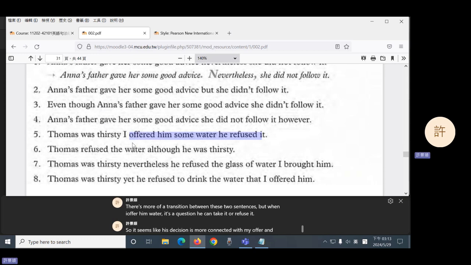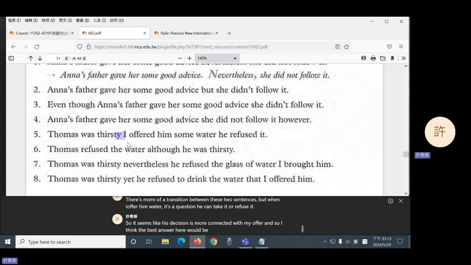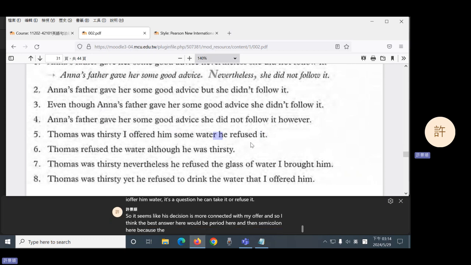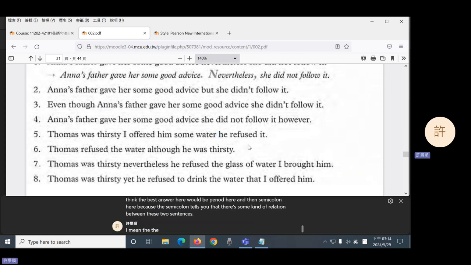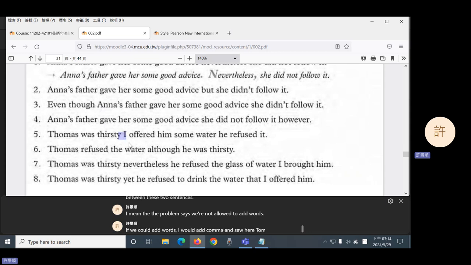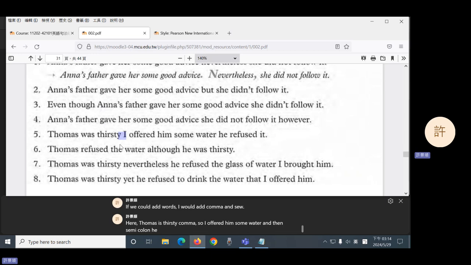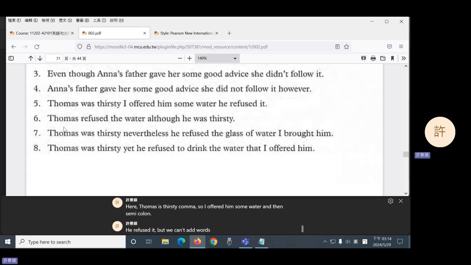And so I think the best answer here would be period here and then semicolon here, because a semicolon tells you that there's some kind of relation between these two sentences. I mean, the problem says we're not allowed to add words. If we could add words, I would add comma and so here. Thomas was thirsty, comma, so I offered him some water, and then semicolon, he refused it. But we can't add words. Number six, Thomas refused the water, although he was thirsty.